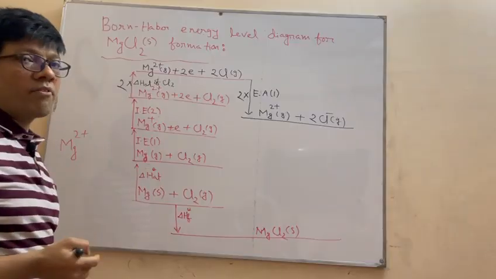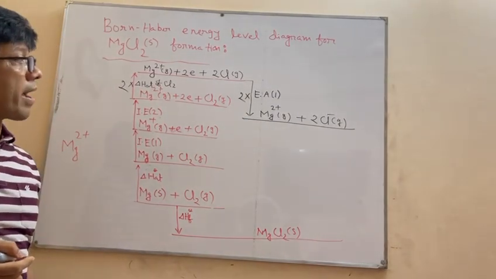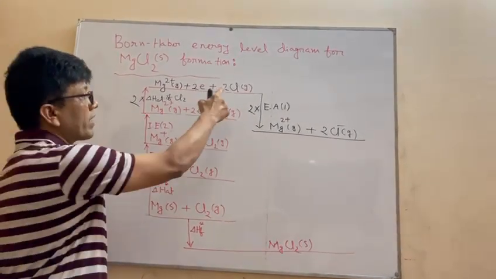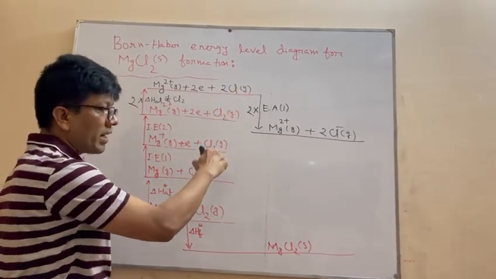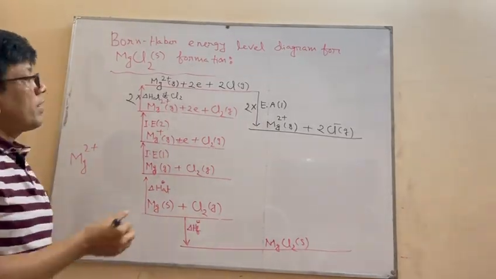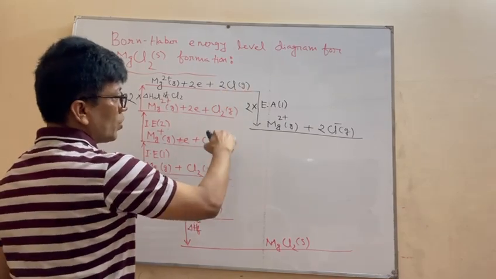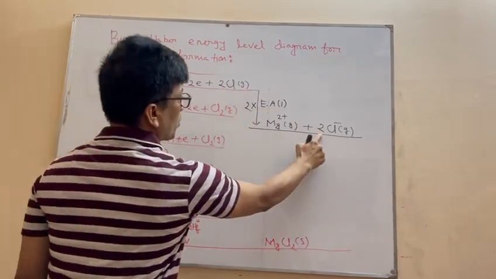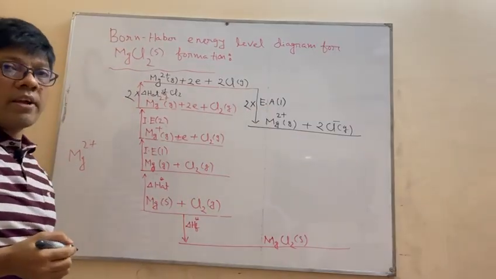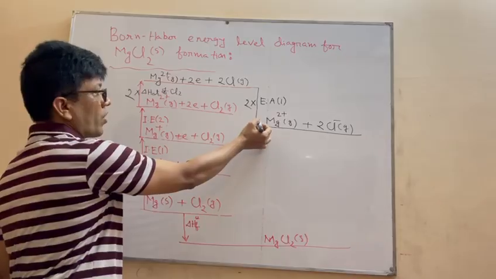Ea1 means first electron affinity, and you know what is first electron affinity? It is the energy change when 1 mole of gaseous atom gains 1 electron to produce 1 mole of negative gaseous ion. But here multiply 2. Why? Because 2 moles of gaseous atoms take 2 electrons to form 2Cl minus gaseous ions, and you know first electron affinity is exothermic, that's why this is downward arrow.